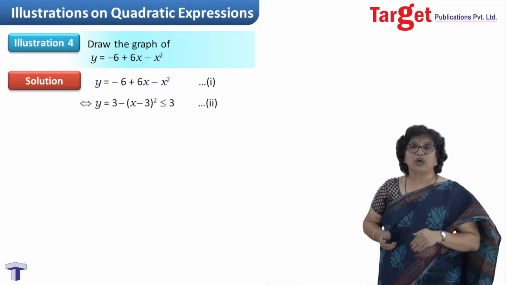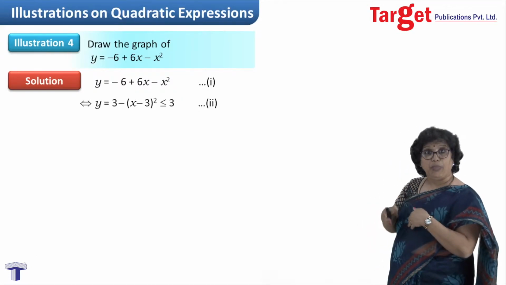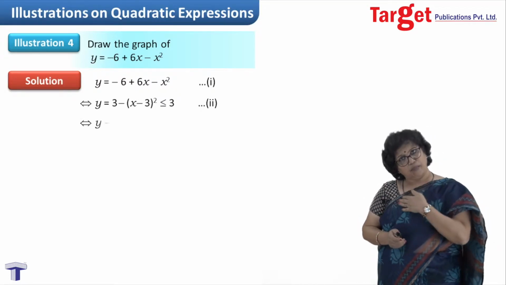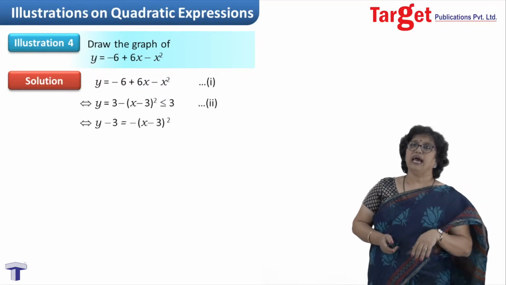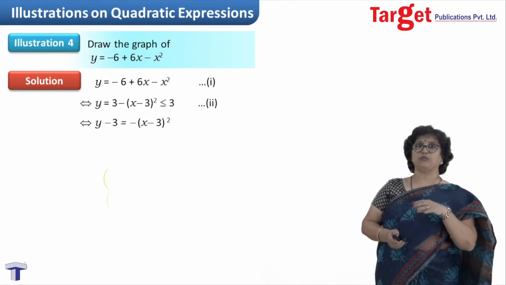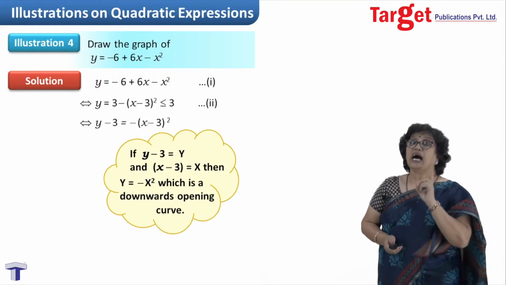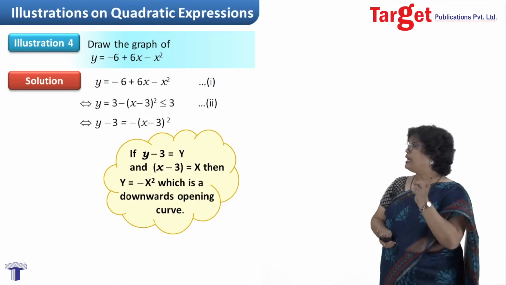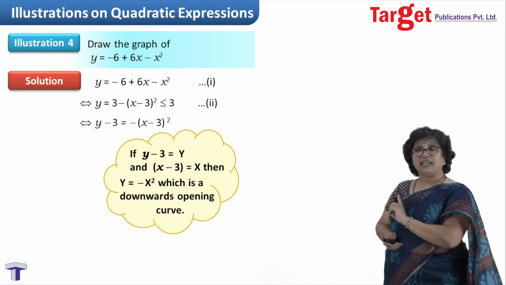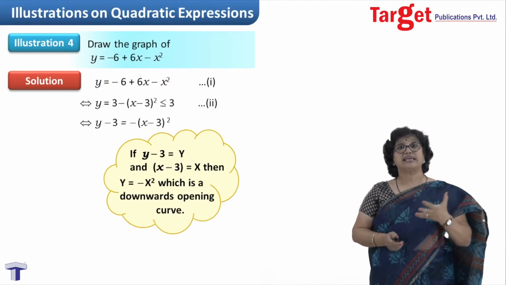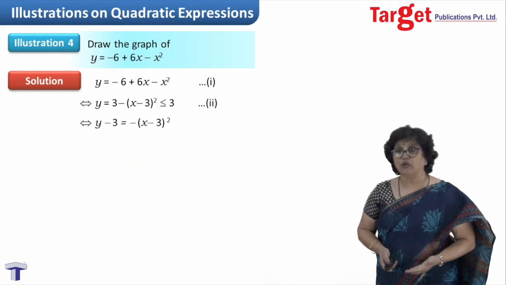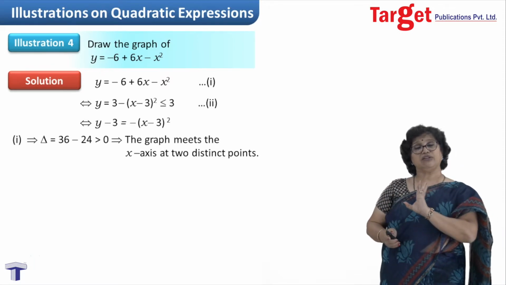So, when I say less than or equal to 3, that means it cannot go beyond or above that line parallel to the x-axis at height 3. This is the meaning. And then I can rewrite it as y minus 3 equal to minus (x minus 3) whole square. And like before, if I replace y minus 3 by capital Y and x minus 3 by capital X, this is Y equal to minus X square. The leading coefficient is negative, so the graph would be opening downwards. At least this much information we have gathered.